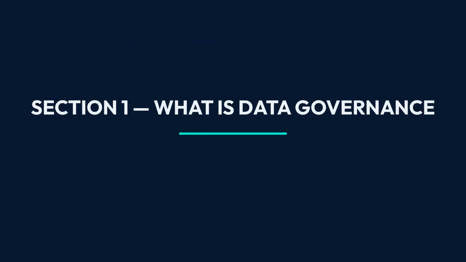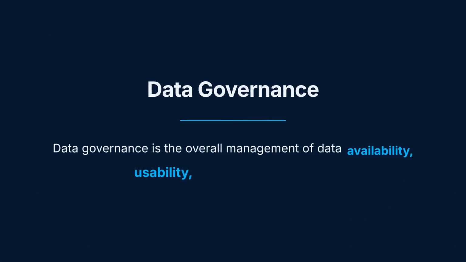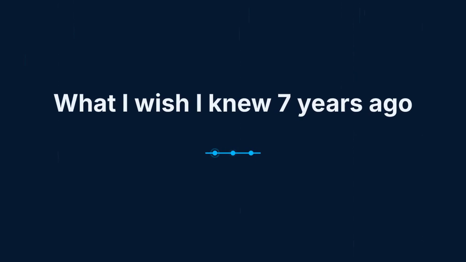Section 1. What is data governance? If you've ever Googled what is data governance, you probably got an answer like this. Data governance is the overall management of data availability, usability, integrity, and security. Sounds important, means almost nothing. Here's the version I wish someone had told me 7 years ago when I started out.